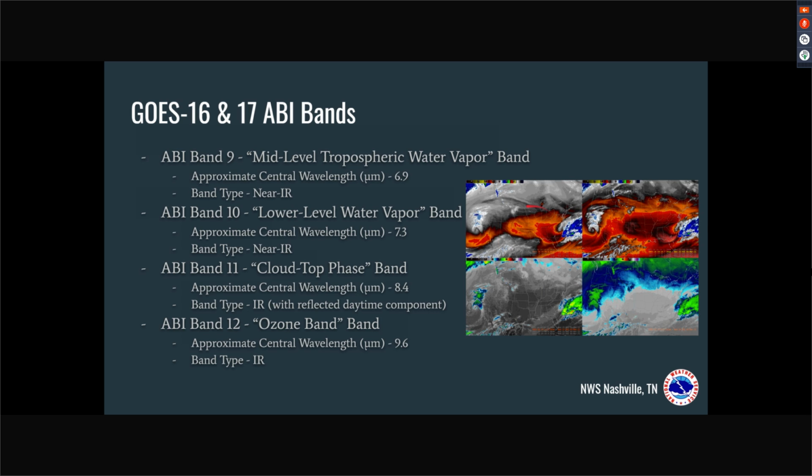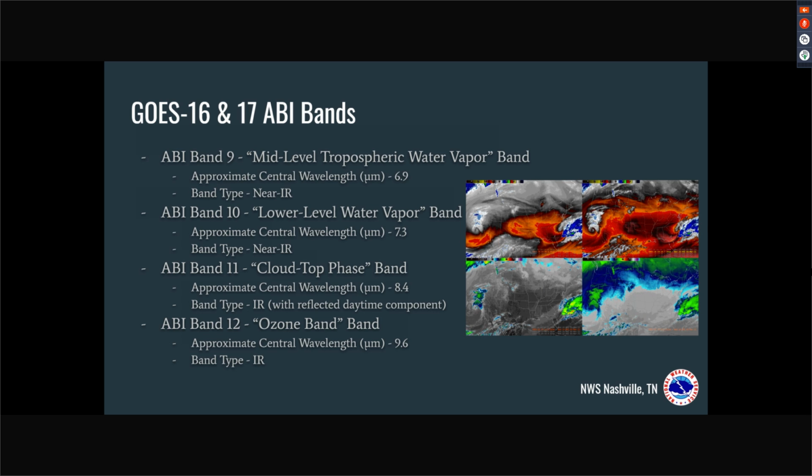So we have our mid-level water vapor and our upper-level water vapor. So these, those should say IR. They're not near IR. They are part of the IR spectrum here. Pretty much every band, every channel from here on out is part of the IR spectrum. So we have mid-level tropospheric water vapor here, low level here, cloud top phase, and the ozone band. So these 2, band 11 and 12, are 2 bands that on a day-to-day basis here at our office we don't particularly use, but they are utilized by different meteorologists looking at different things.